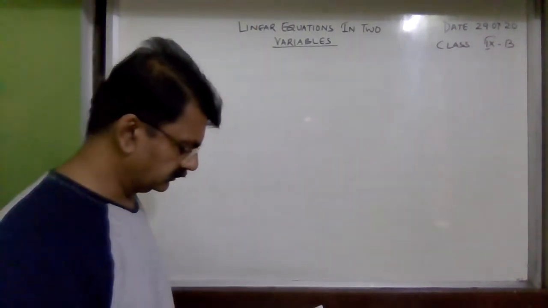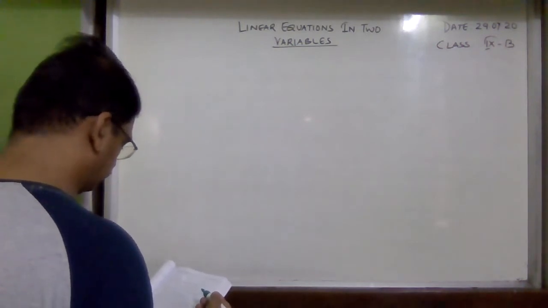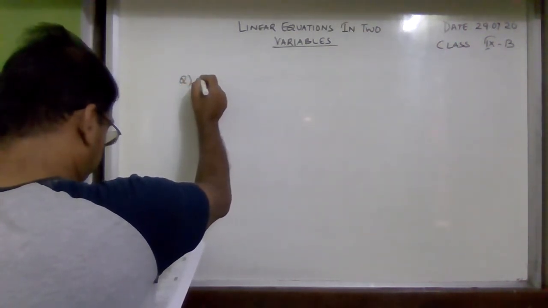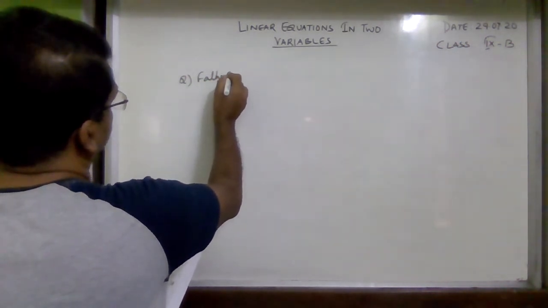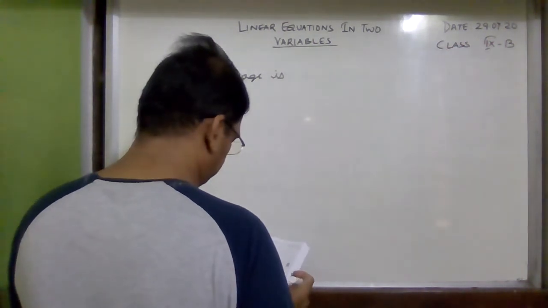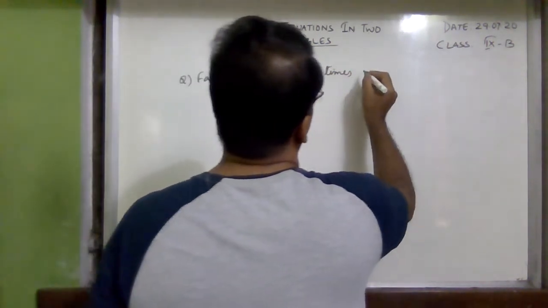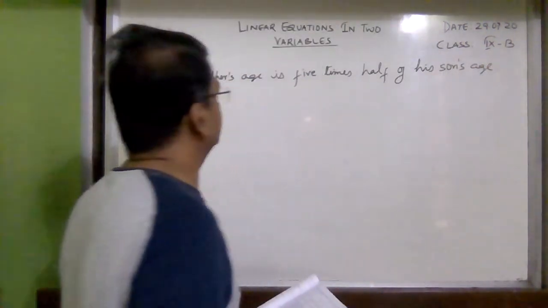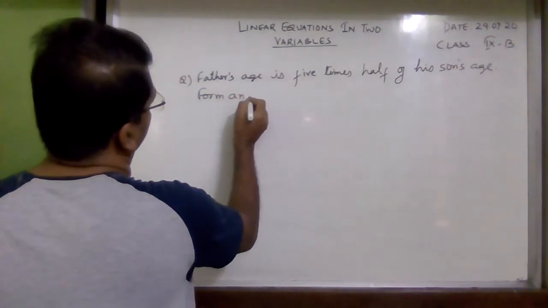Next question. Father's age is 5 times half of his son's age. Form an equation.